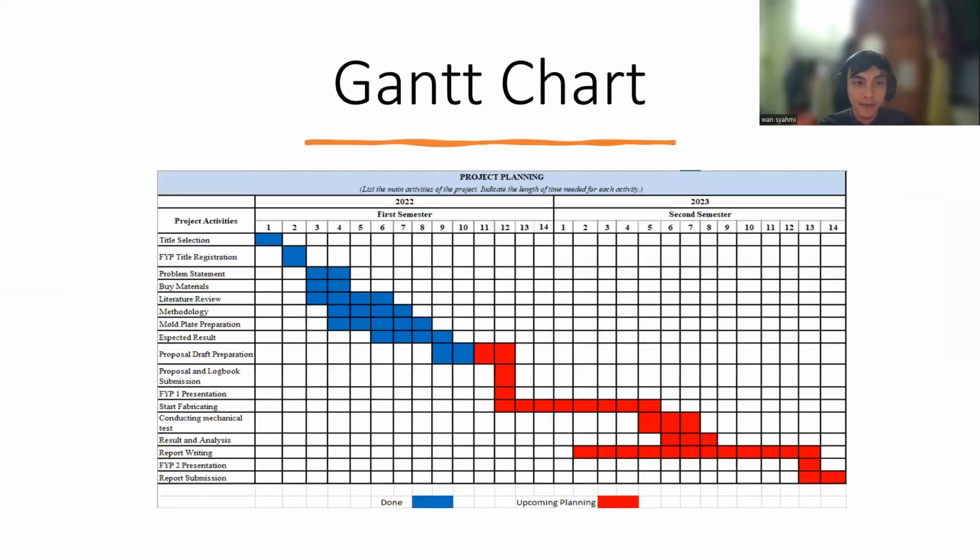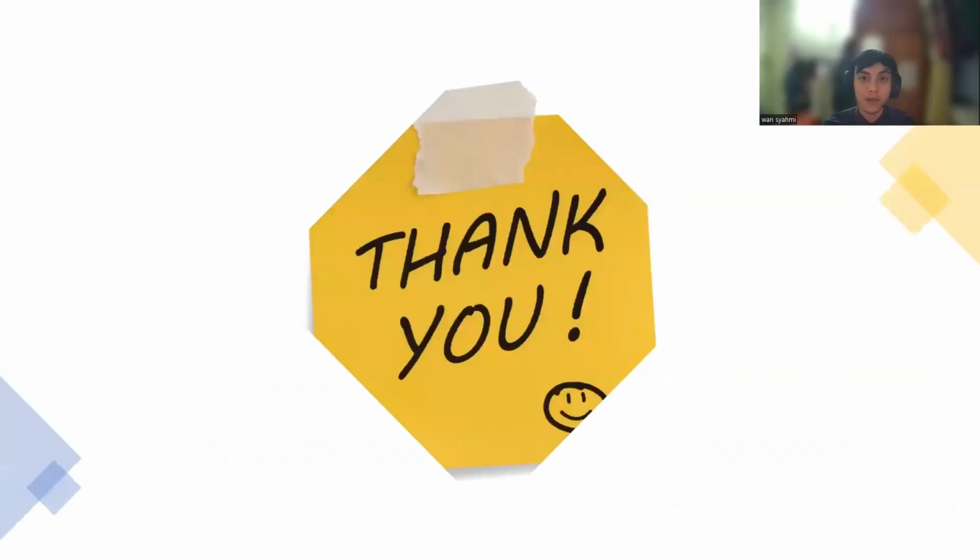And this is my Gantt chart. The title selection for the FYP, until the proposal draft preparation, was prepared and done. And the rest, I will focus on for FYP2. So I think that's all from me.